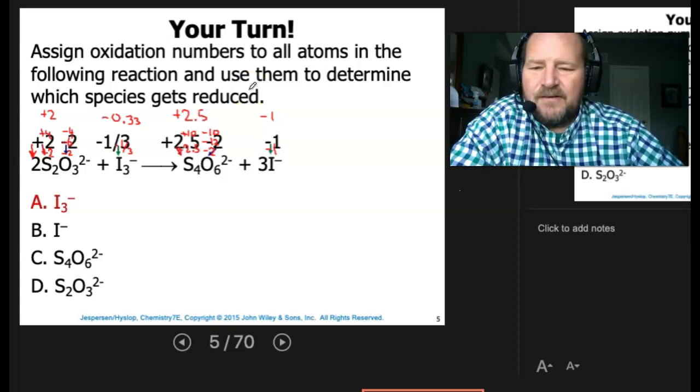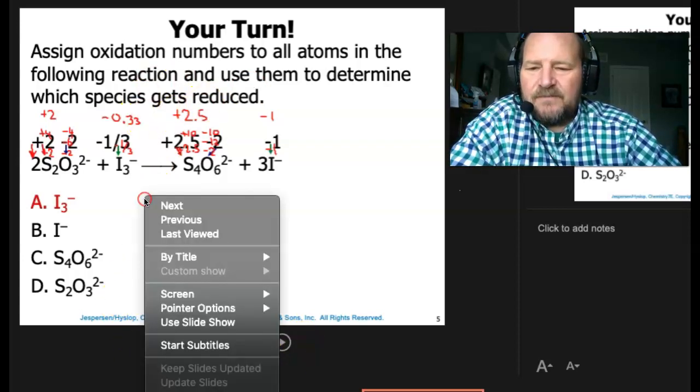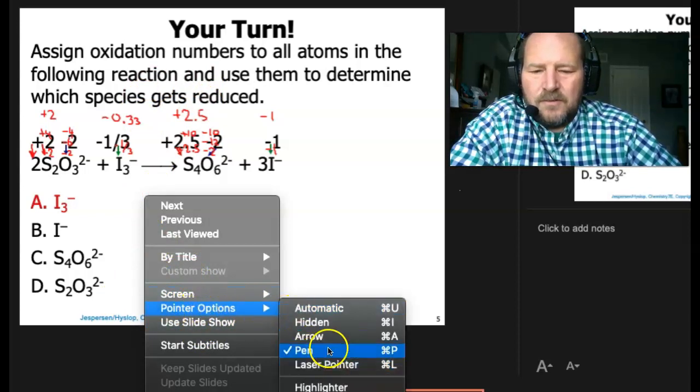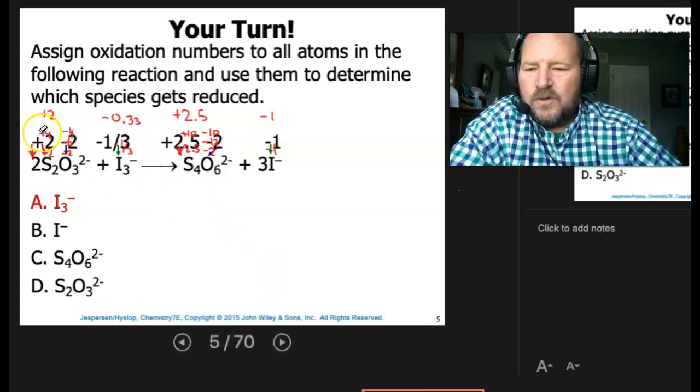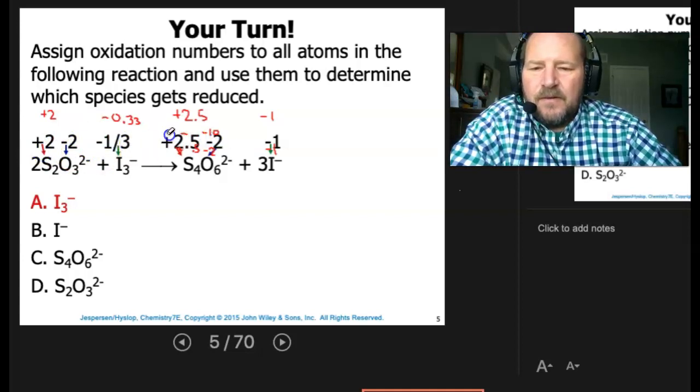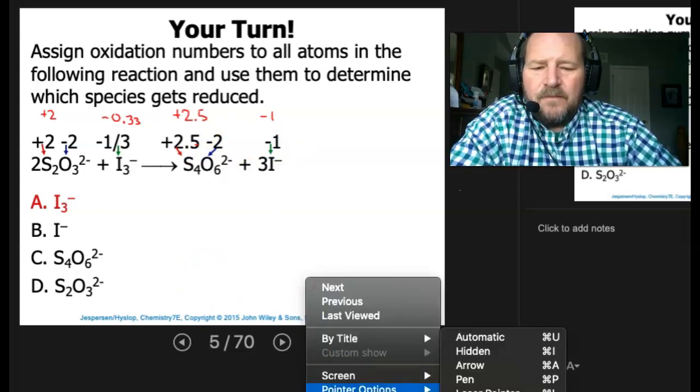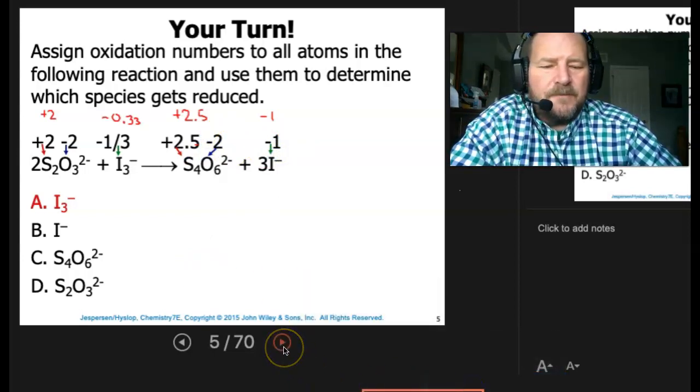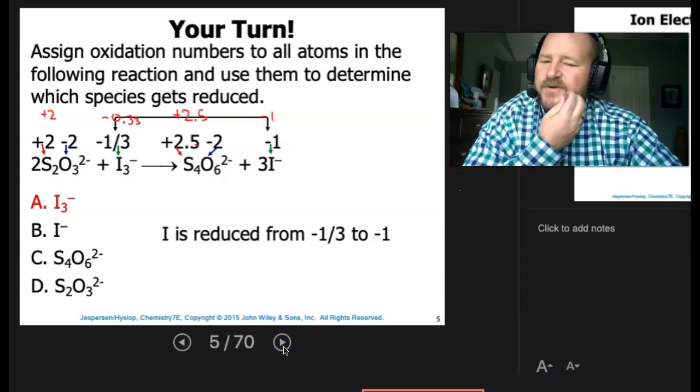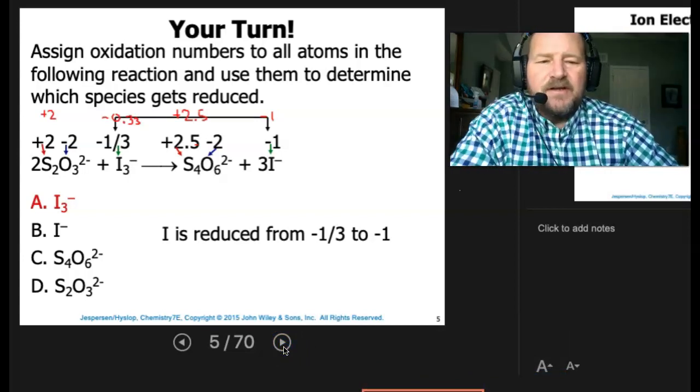And of course we're going to say the I3 is what was reduced. All right, so again, I erase my red here. You can see they're showing us the same thing, right? We can see that we got it exactly right. Iodine was reduced. It went from -1/3 to -1.